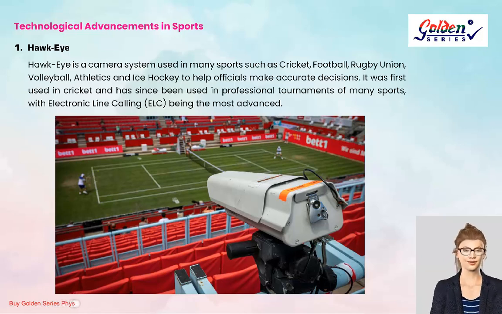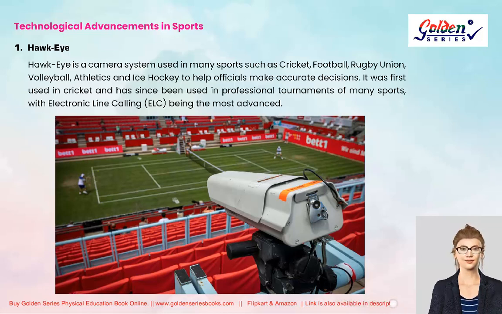Technological advancements in sports. 1. Hawkeye. Hawkeye is a camera system used in many sports such as cricket, football, rugby union, volleyball, athletics, and ice hockey to help officials make accurate decisions. It was first used in cricket and has since been used in professional tournaments of many sports, with electronic line calling, ELC, being the most advanced.